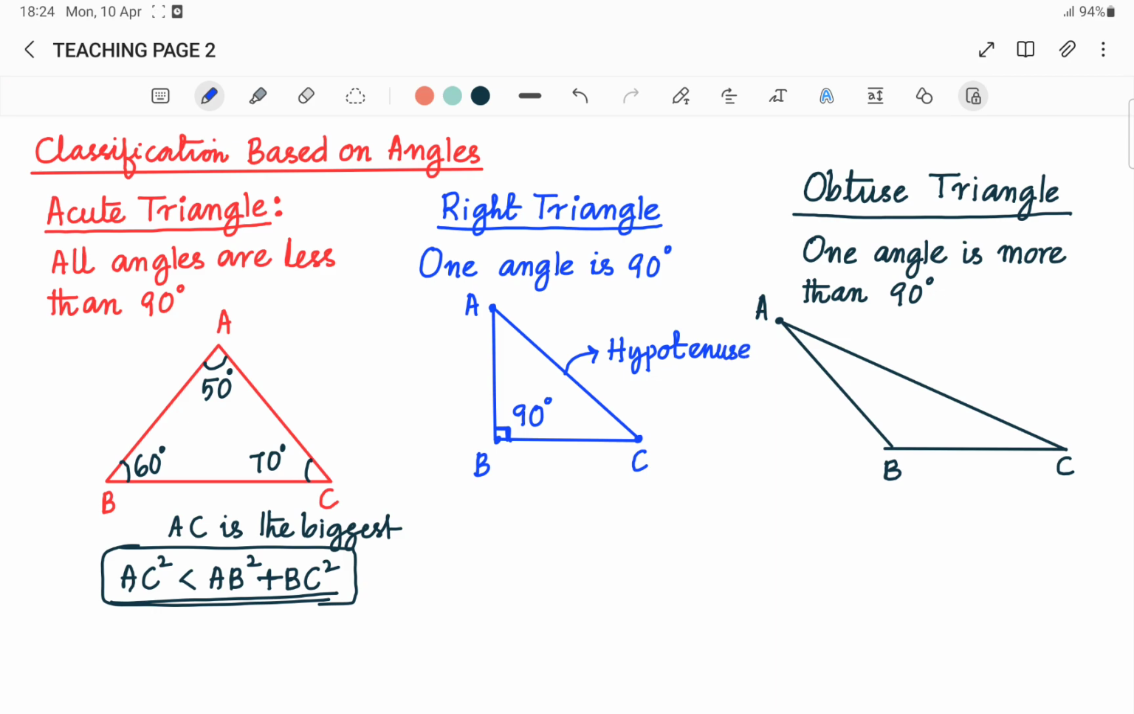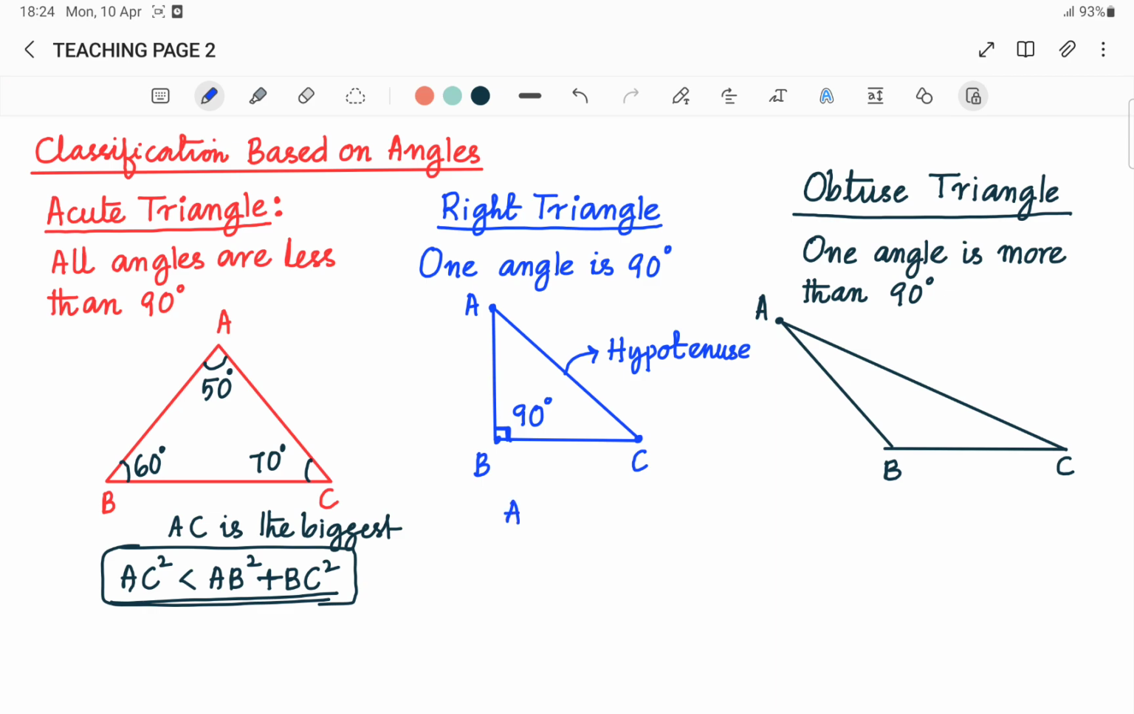And the other two sides we can call the legs of the right angle triangle. The side opposite to the right angle is called the hypotenuse. Hypotenuse is the biggest side in a right angle triangle. And how to identify a right angle triangle based on the sides?